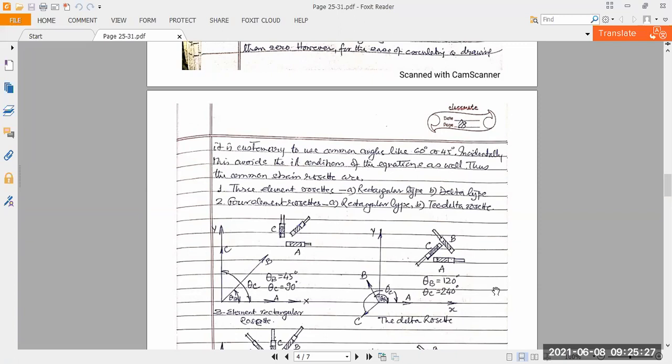But still, there are different ways of placing the strain gauges. What are they? Three element rosettes, meaning there are only three gauges: there is the rectangular type, and another is the delta type. Four element rosettes: there are rectangular type again, and delta. Take the delta rosette itself.